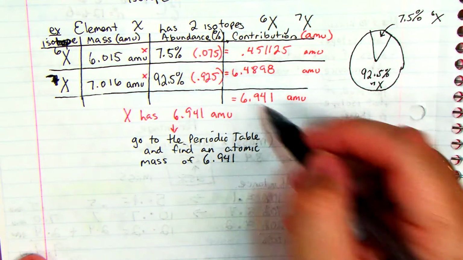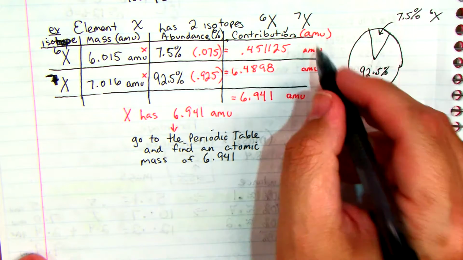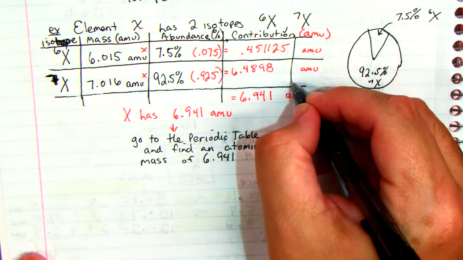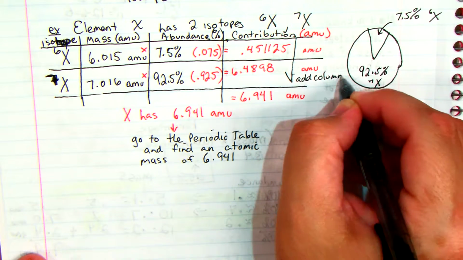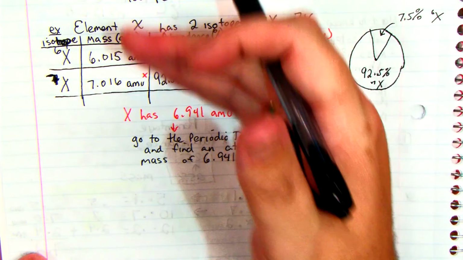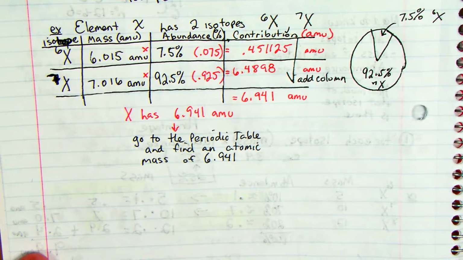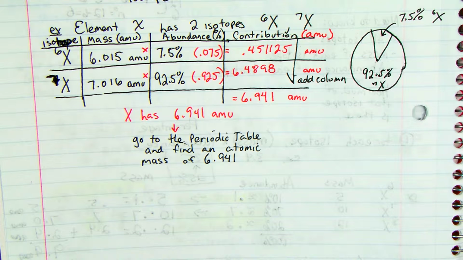Okay. So, add the column. Because it's going to add the first isotope and the second isotope and the third isotope. If there's 3 or 4 of them, we add all 4 of them together. So, go to your periodic table, which is either in the back cover or it's on page 156 to 157.